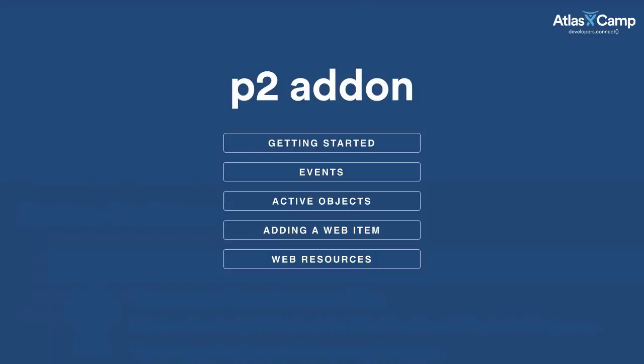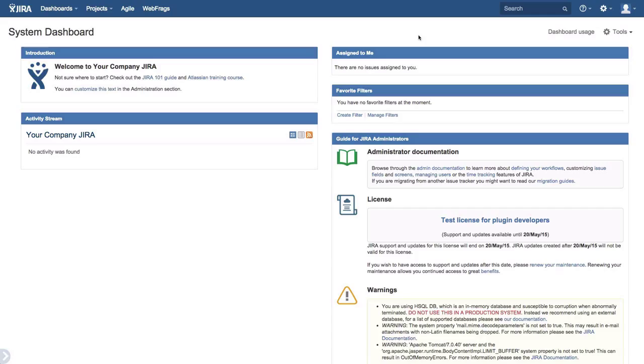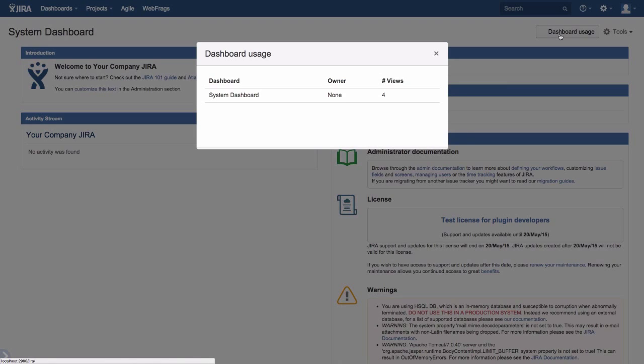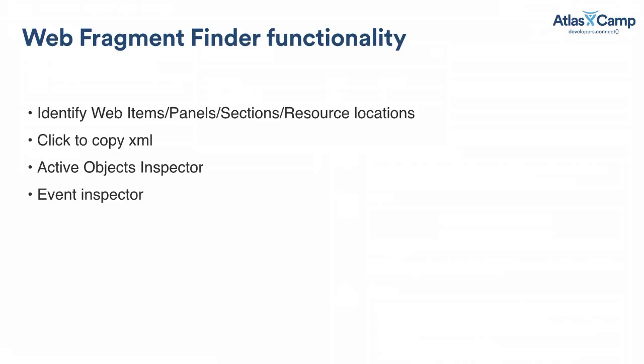So with all of this, I debugged without going to any documentation. I fixed things without going to documentation. It's really cool. So in the end, what I end up with is a button that I can click on, and I can see the dashboard views. So for Web Fragment Finder for P2, we have some functionality.